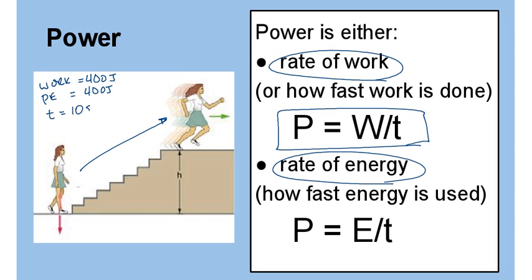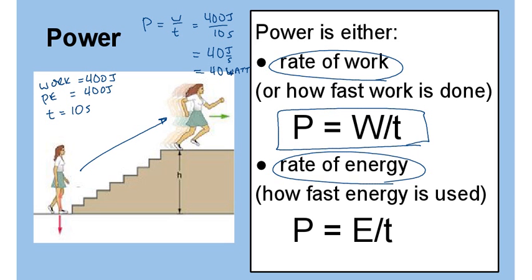The question now is, how fast does she do that? If the time is 10 seconds, then I'd come in here and say the power equals work divided by time. That's 400 joules divided by 10 seconds would be 40 joules per second. And here's one more unit that we change up just because we can, and we call that a watt.